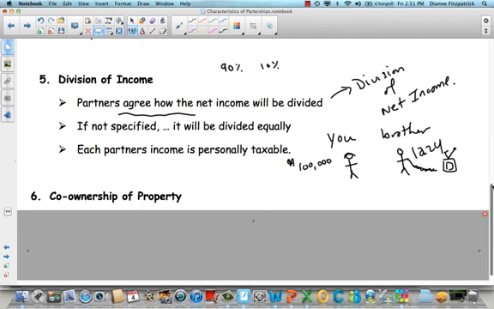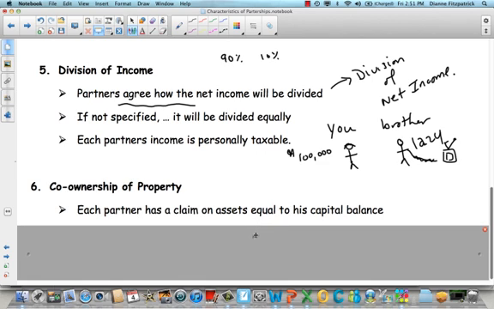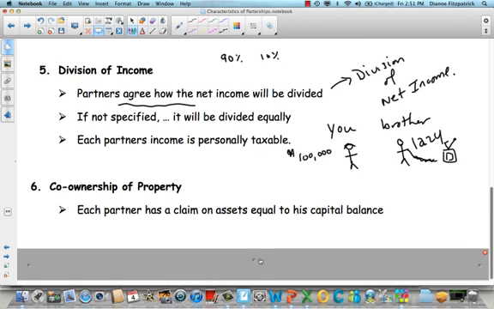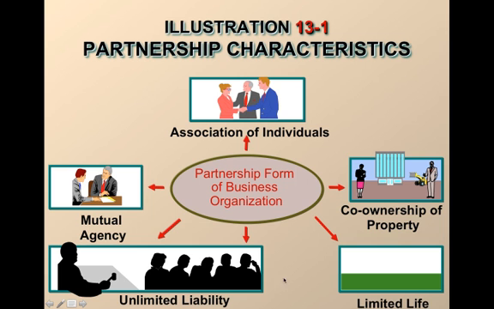Another characteristic of a partnership is co-ownership of property. Each partner has a claim on the assets equal to his capital balance. So you'll see this when we talk about it in our fourth video when we liquidate the partnership. Well, at the end, each partner gets to walk away with what his capital balance is. So if you have $100,000 in capital, you get to take $100,000 and so on. And there's a 4-step process that we're going to go through for that. So those are all of the characteristics of a partnership.